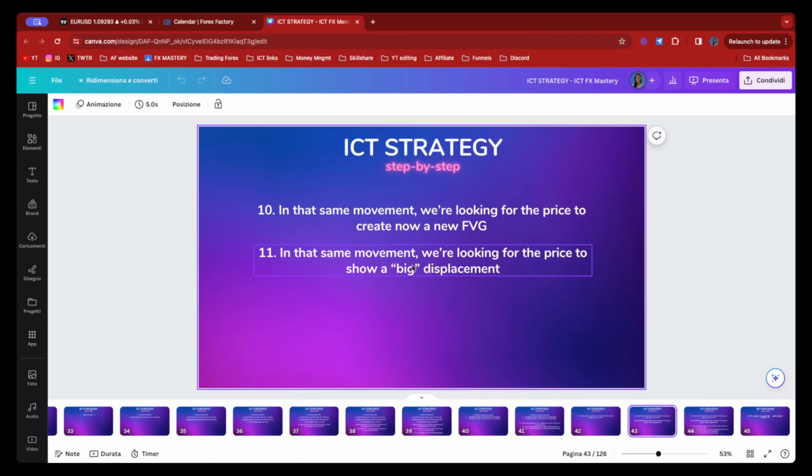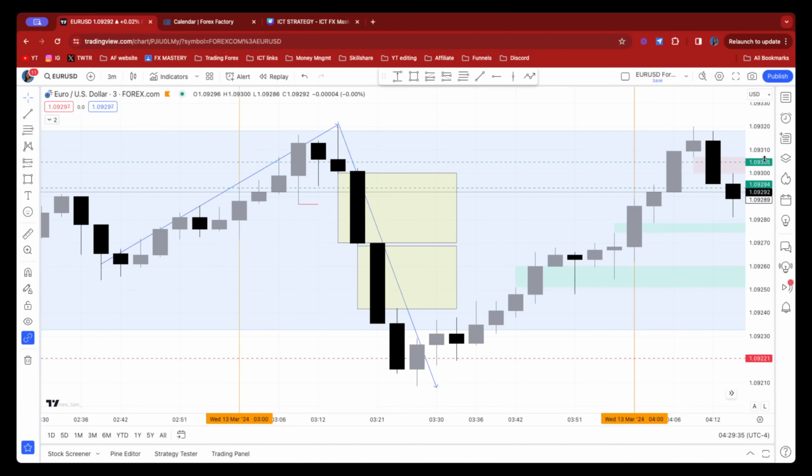And in that same movement, we want to see a big displacement. Well, guys, we do have a big displacement here. We do have here a big price movement. Price took out this low, formed fair value gaps, went even lower with one only movement.